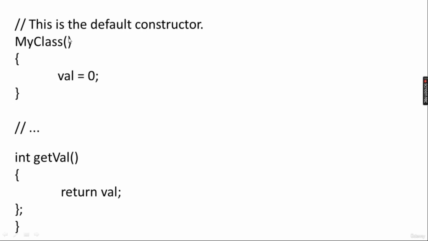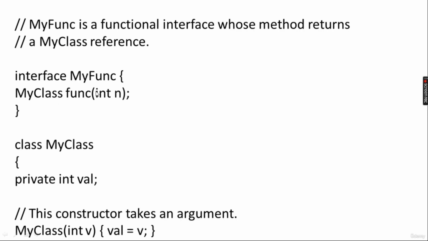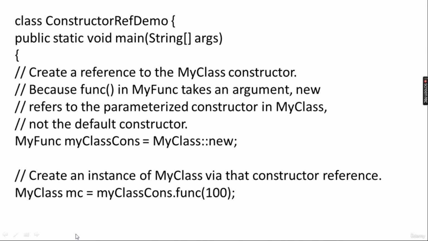Here this is having no argument, so this does not match with this. This matches directly with this constructor. So my function, my class constructor is equal to my class double colon new. This is the constructor reference. My class constructor is a constructor reference, and how is it created? My class double colon new. It creates a reference to the my class constructor.